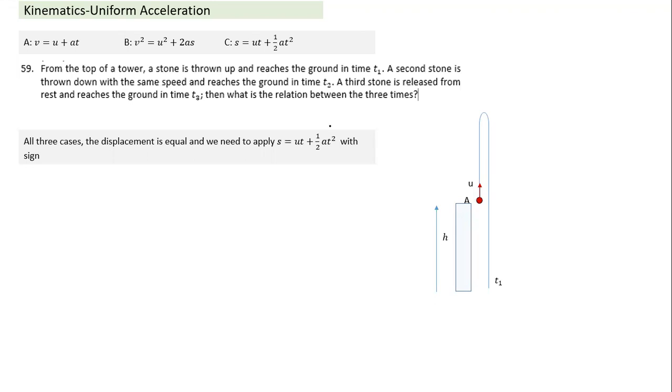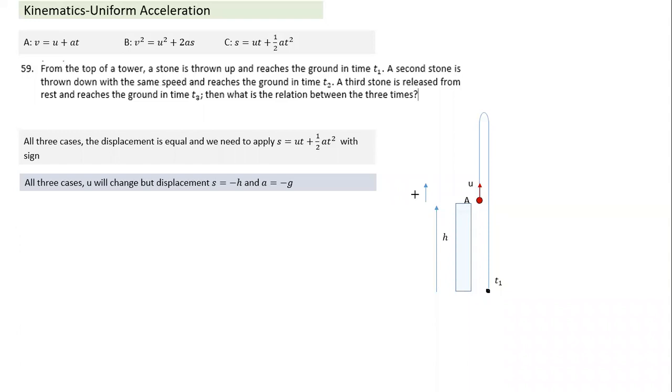From the top of the tower, a stone is thrown up. It reaches the ground in time t1. So it is thrown with some speed u, and it travels a path. It hits the ground in time t1. The height of the tower is h. Then we have the second case, and in this case also, I have to choose a particular direction. I have chosen the upward direction to be positive.